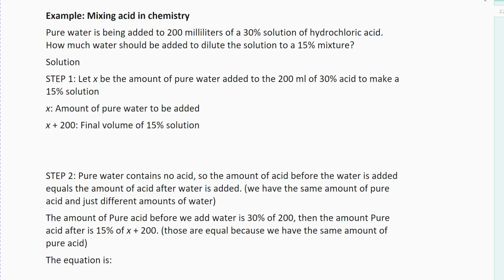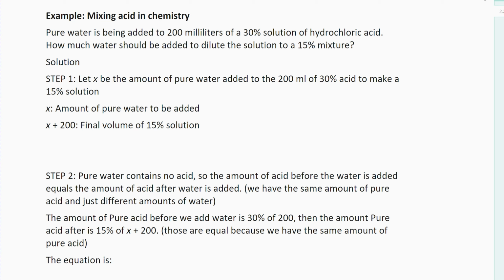So suppose our original amount of water mixed with acid, so we have pure water that was added to 200 milligrams. So that's our original amount. We have 200 milligrams of a solution that was 30% hydrochloric acid. All right, so it's 30% acid. We're going to add water to that 200 milliliters to dilute it to 15% of the mixture is acid.